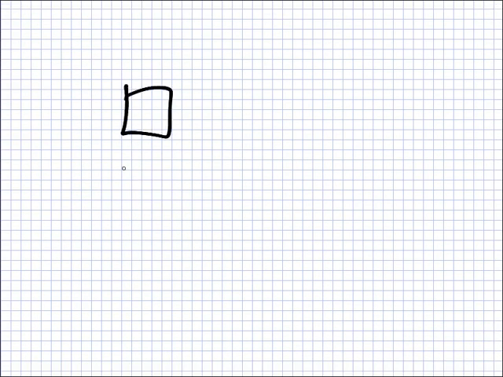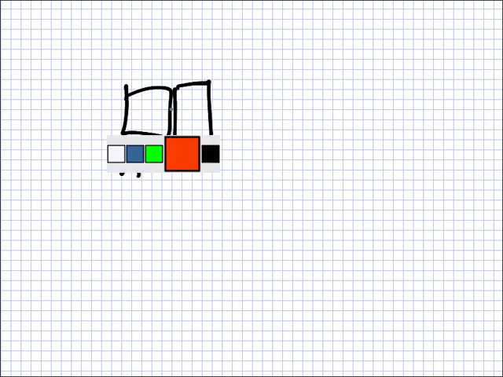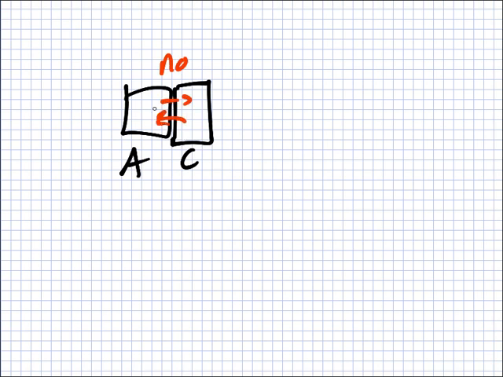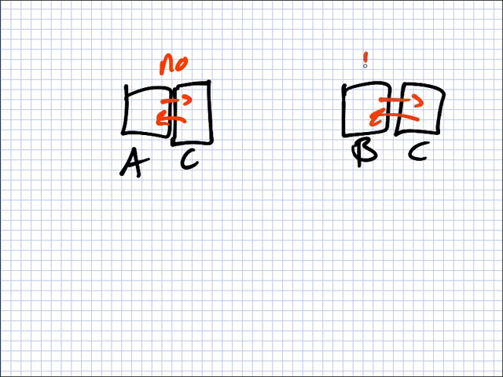So here is A, and here is C. And if I move C to be beside A, there's no flow of heat. So it means they're at the same temperature. Okay? Here is B, and here is C also. And again, there's no flow of heat.